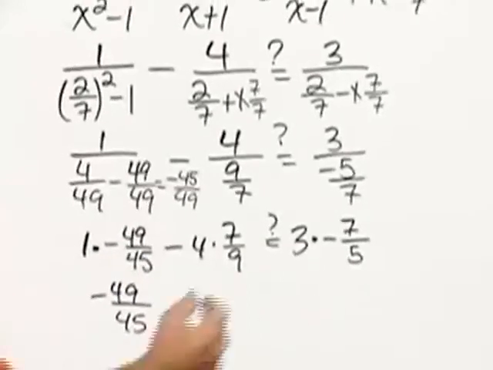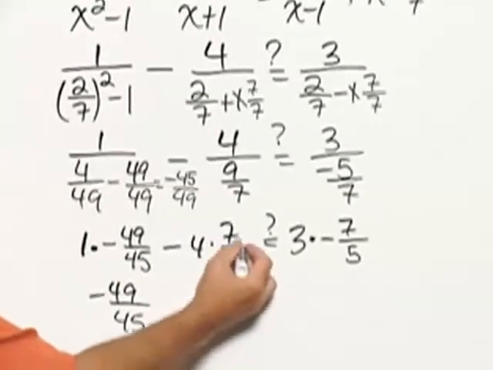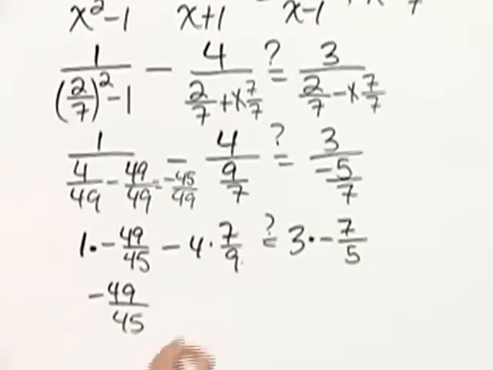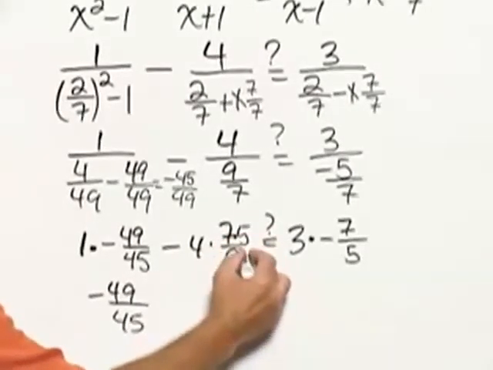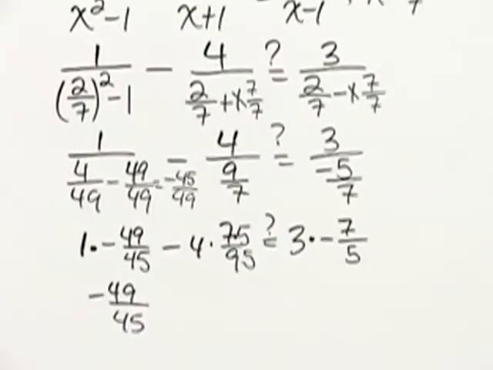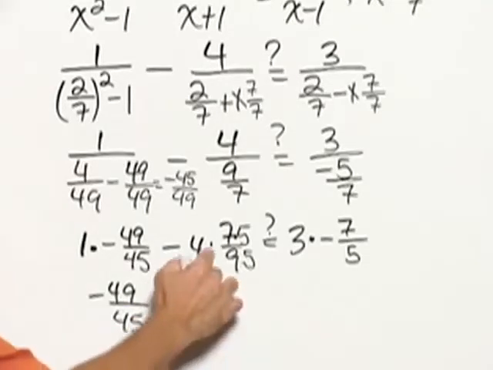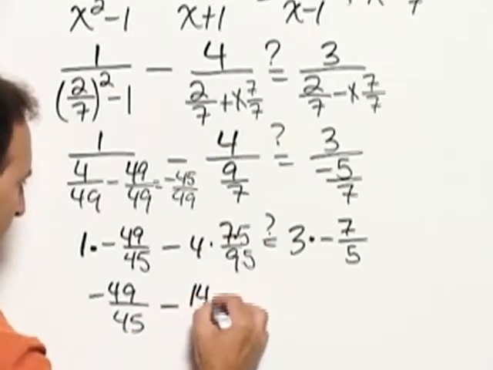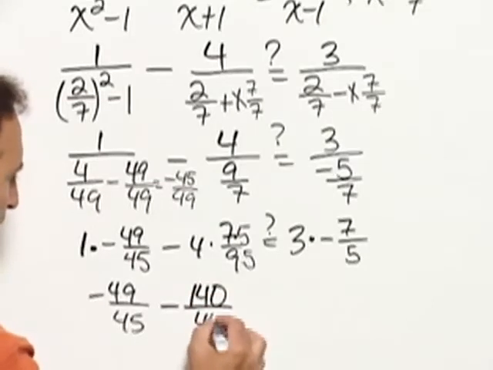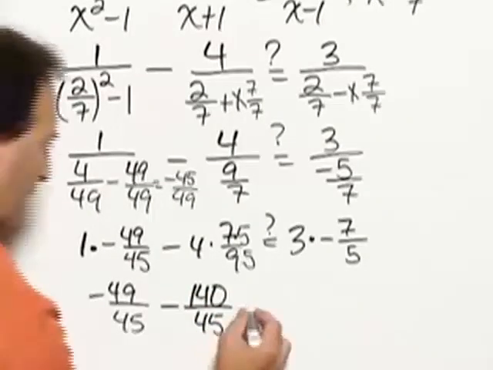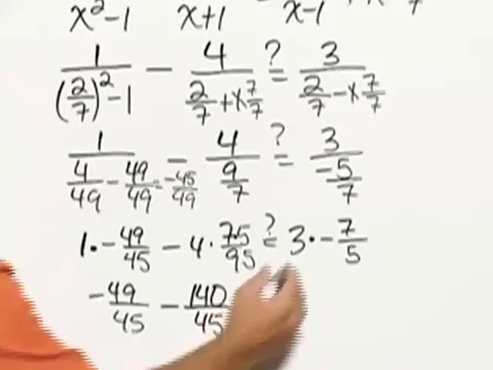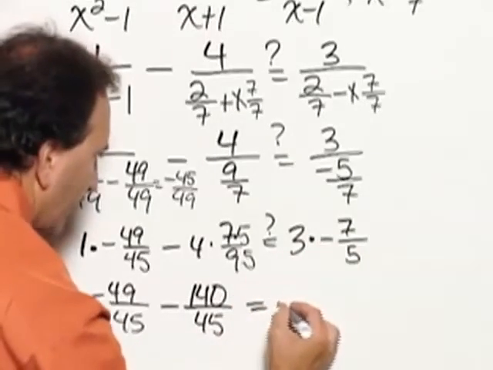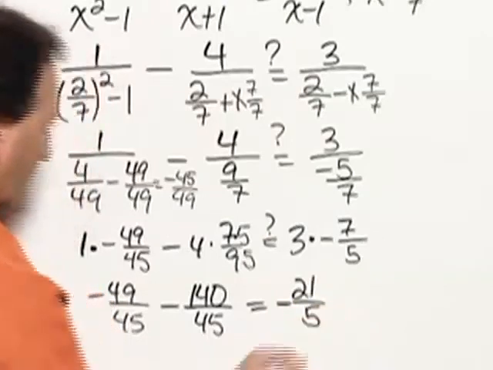Okay. Now here we're going to multiply and just get negative 49/45. In order to have this 9 become 45 so that we have the same denominator, we're going to have to multiply both the numerator and denominator by 5. In addition to that, we have this 4 that we would have to multiply times the 7, which is 28, multiplied times the 5 is 140 over 45. And on the right-hand side, we have 3 times 7, which is 21, so negative 21 over 5.